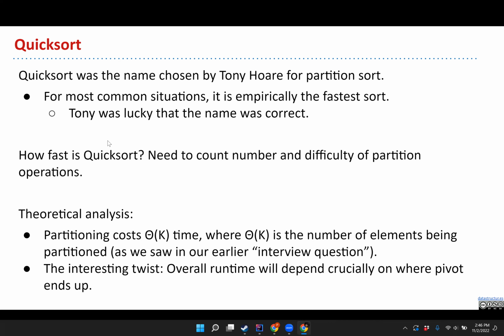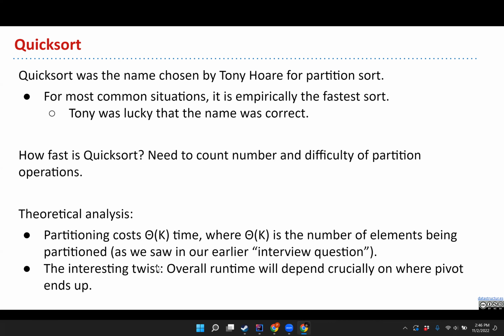Anyway, so how fast is Quicksort? Well, that's another important thing. I've said it's fast, but if we wanted to do some kind of asymptotic analysis, then we need to do some work. We need to count the number and the difficulty, for example, of our partition operations. So as a rough picture, a theoretical analysis, partitioning is going to cost theta k time, where k is the number of elements being partitioned. And that's what we saw in that job interview question, right? The time it will take to take your array and reorder it so that the pivoted item is in the middle and all the less-than-or-equal things are on the left and greater-than-or-equal things are on the right. That's going to be k time, where k is the number of items being considered. It's not 100% obvious, but it's kind of close.